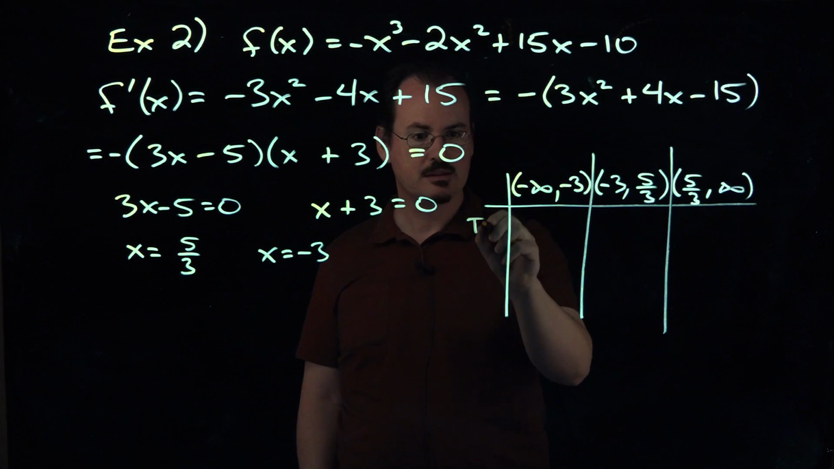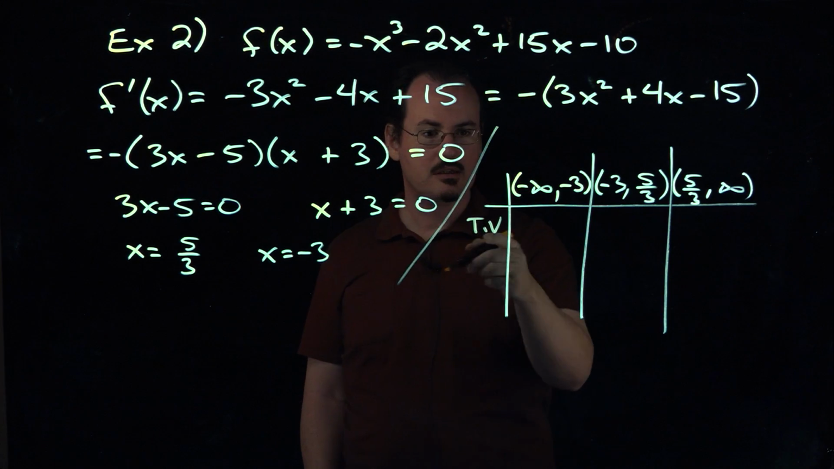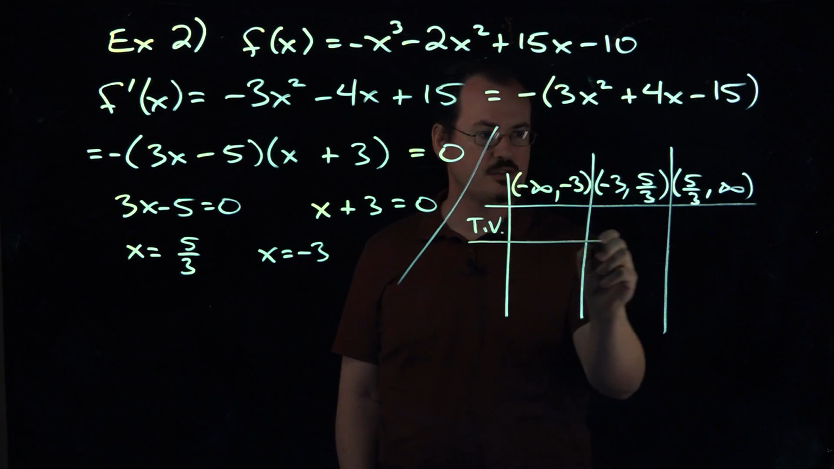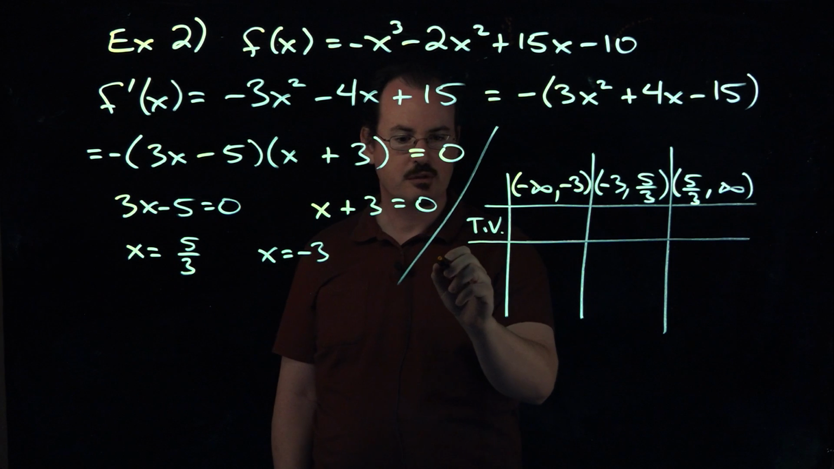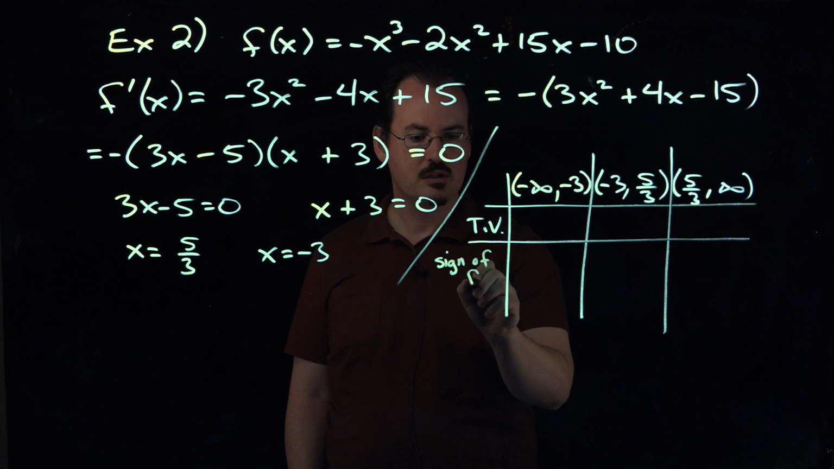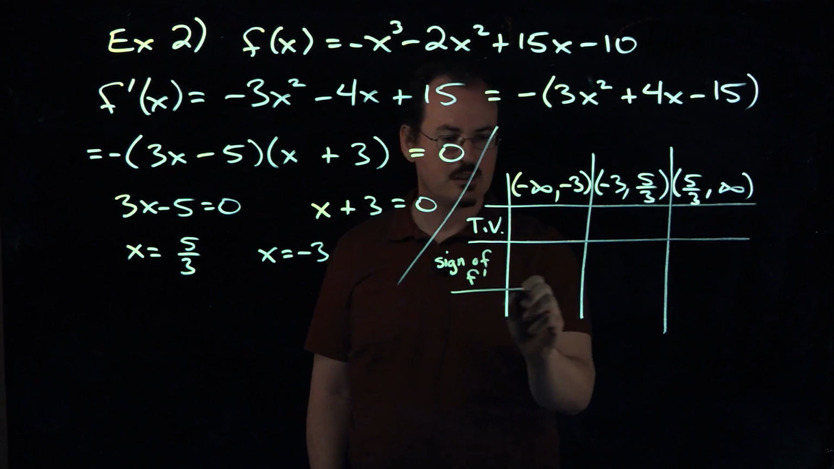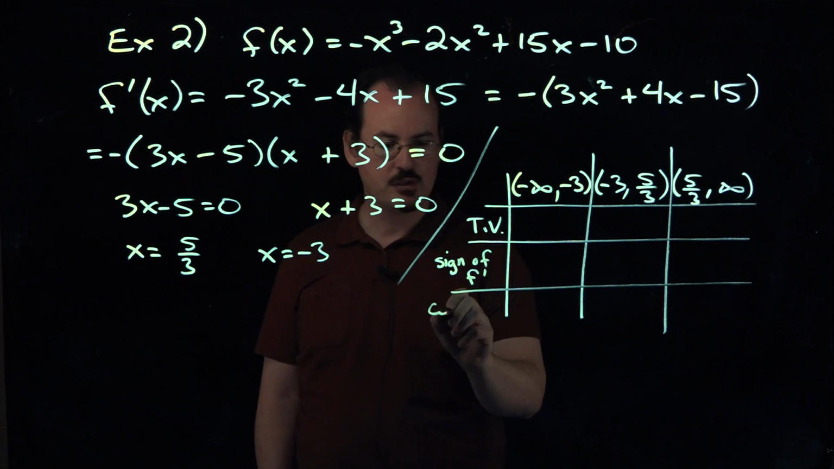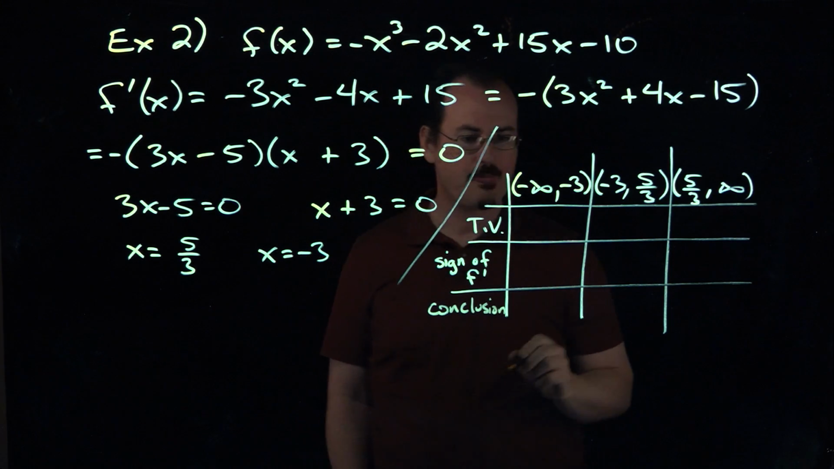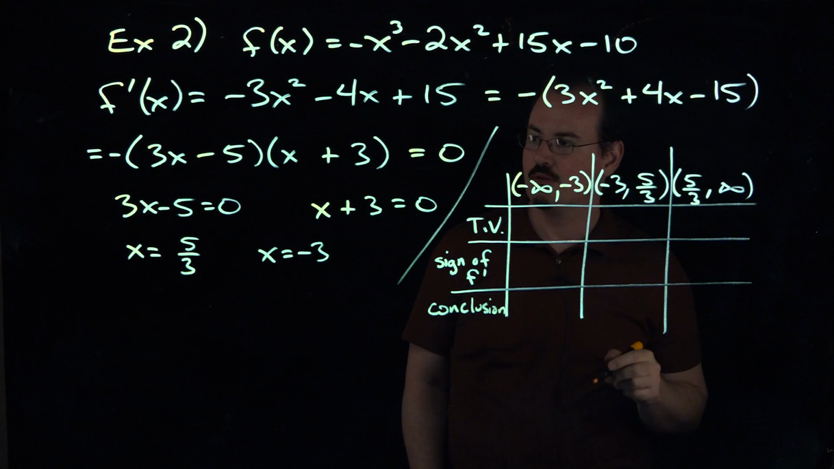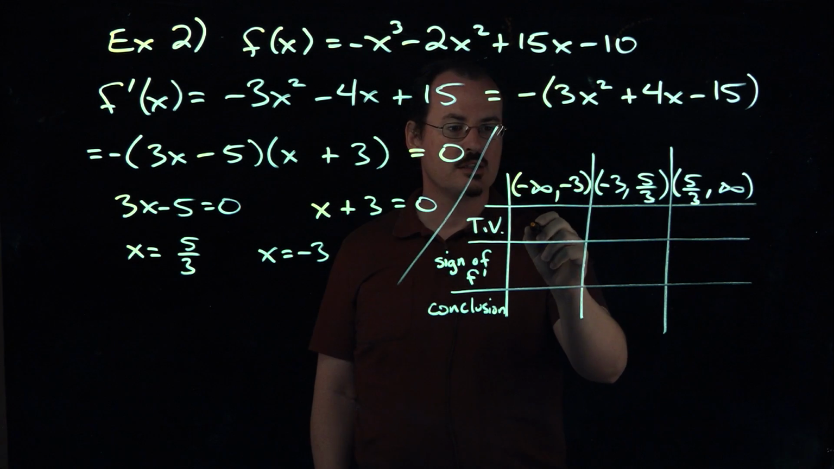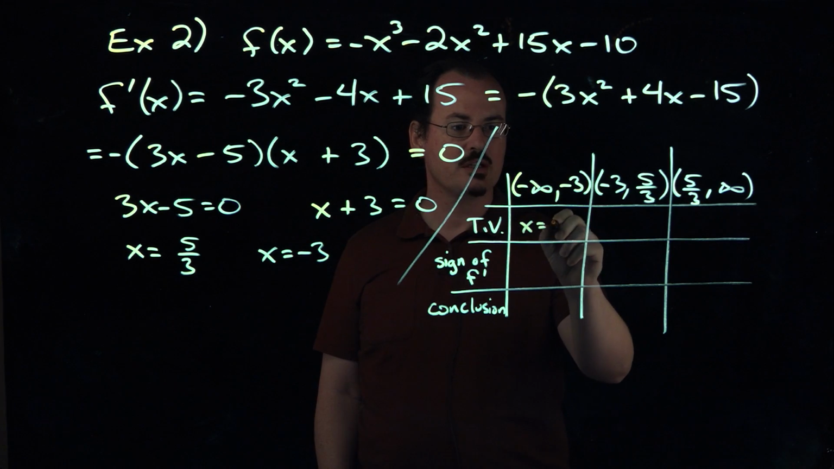So I pick test values, that's what the TV is. And then I plug those test values into the derivative. So I'm interested in the sign of f prime, sign of the derivative. And then based on that, we make a conclusion about what's happening with the function. Okay? So for the test values, all we want to do is just make sure that that test value is actually on the interval that we're looking at. So x equals -4 is going to work here.